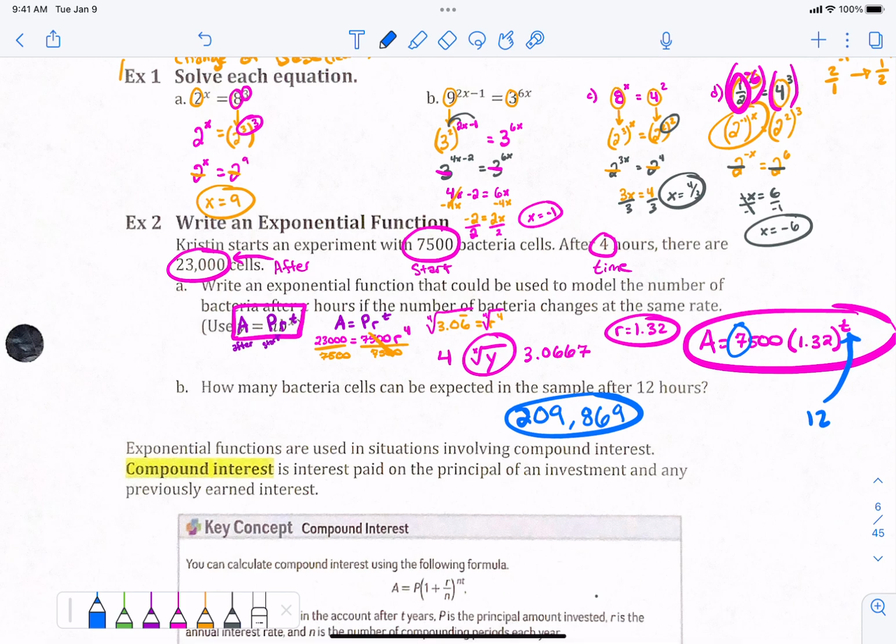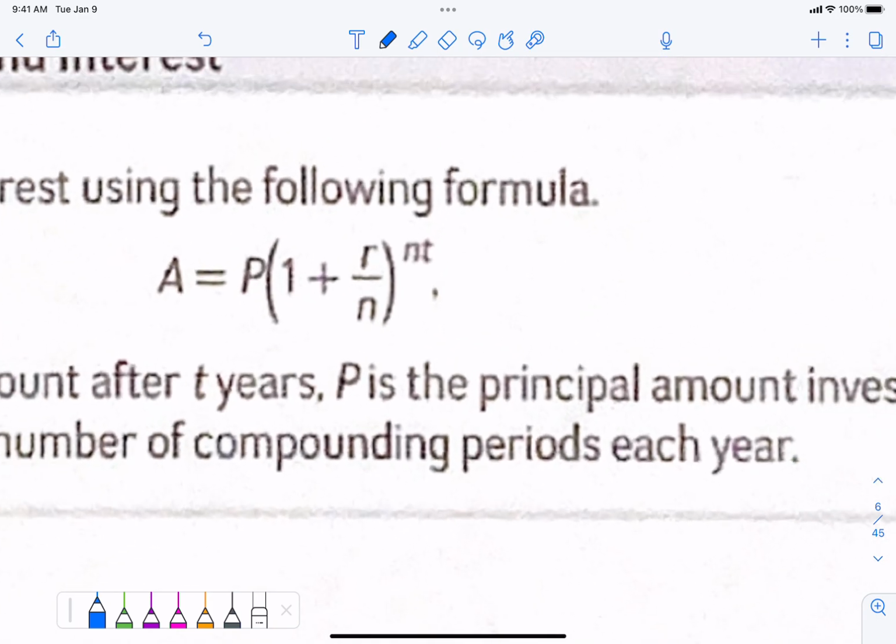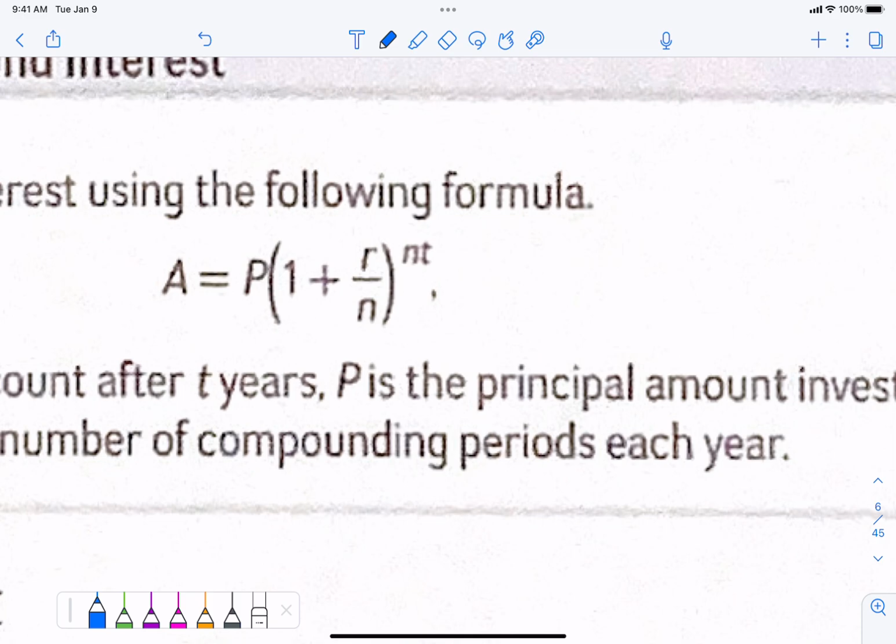Good? All right, they ask another question, and this is for compounding interest. Here's the formula that we use for compounding interest. My trig kids are actually doing this right now, but they're solving for the exponent, and it's a little bit more complicated. But they're using this compound interest formula.